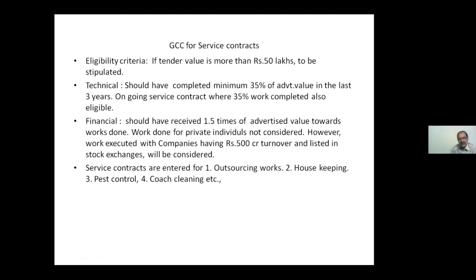Suppose the service contract tender called is 1 crore, he should have completed 35% in service contracts in the last 3 years. And incomplete work, that is an ongoing service contract also, where 35% of your present advertised value has already been completed, they are also eligible. Whereas in works tenders, it is not like that. All the works should have been completed. Out of the completed works, 30% 3 works, 40% 2 works and 60% 1 work will come.